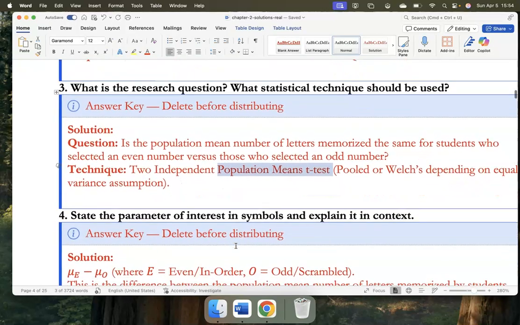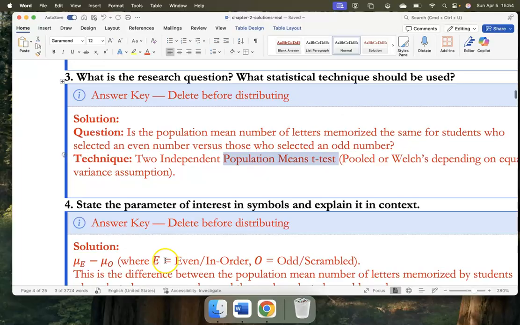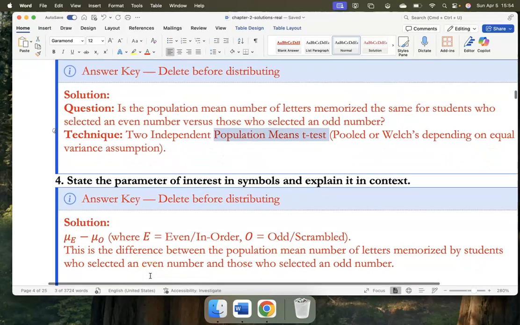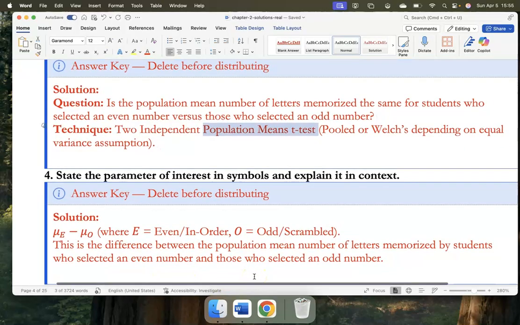So it's the difference between the mu's: mu E minus mu O, where E is even, or in order, and O is odd, or scrambled. You could have done mu 1, mu 2, but you have to specify what 1 and 2 denote. This difference is the difference between the population mean number of letters memorized by students who selected an even number and those that selected an odd number.